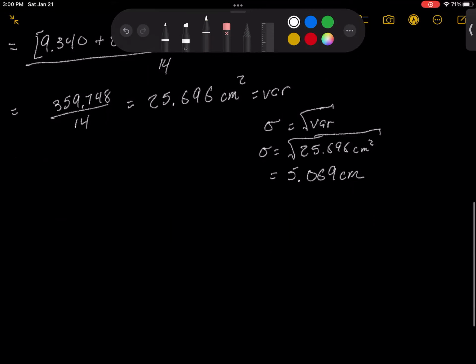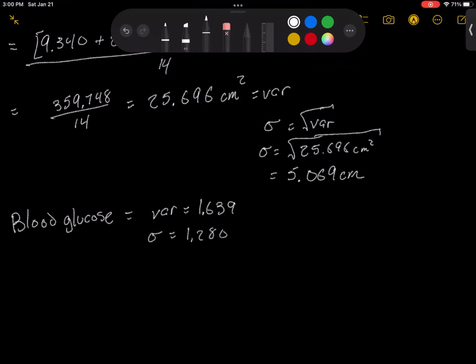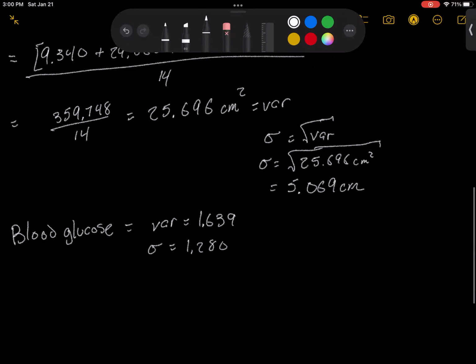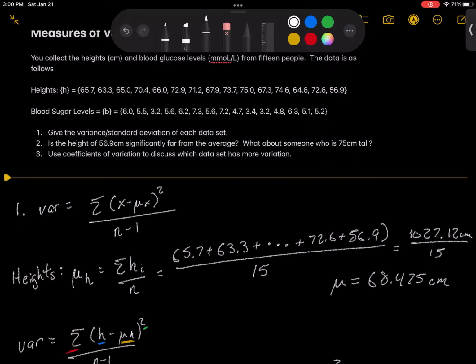So if you go through this exact same process, again, with your blood glucose levels, you'll find a variance equal to 1.639 and a standard deviation of 1.280. We're going to use this later on. But I think that satisfies condition number 1. We have the variance and the standard deviation of each data set. Now number 2 asks, is the height of 56.9 significantly far from the average?